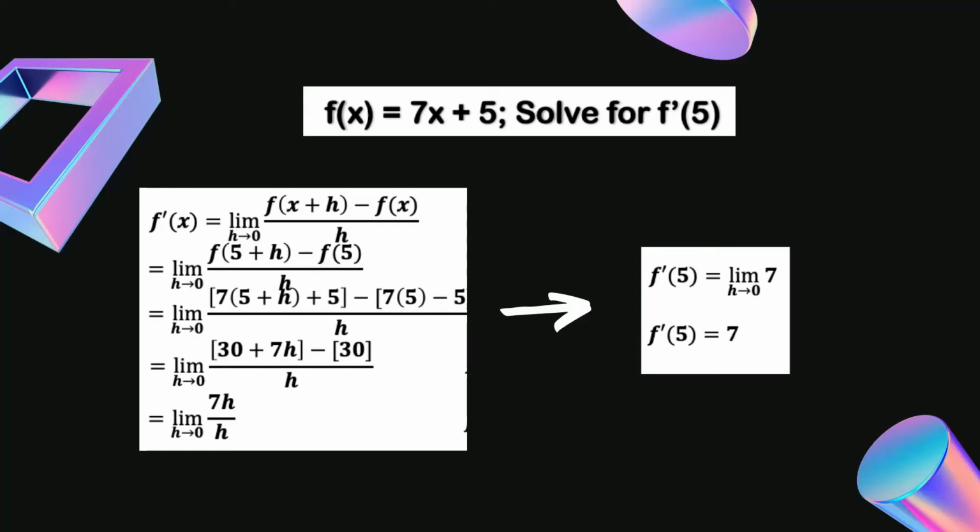Now we have the second example, where the equation is f of x is equal to 7x plus 5. Solve for f prime of 5. Now let us start solving. We should put the formula first and substitute the value of x, which is 5, on f prime of 5, and we should cancel all the common factors. After simplifying and canceling all the common factors, we'll derive 7h over h, wherein h approaches 0. Applying the limit as h approaches 0, f prime of 5 is equal to the limit of 7. In short, our final answer is f prime of 5 is equal to 7.